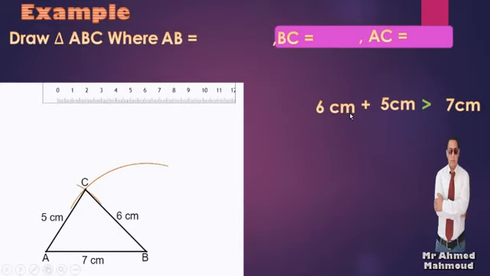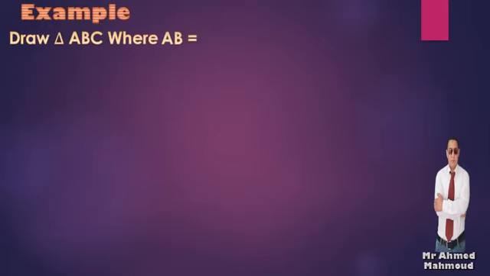Now, in this case, if we have the sum of the two smaller sides greater than the third, then we can draw the triangle, because the sum of the two smaller sides is greater than the third. Let's study another case. In this example, we have triangle ABC where AB equals 8 centimeters, BC equals 3 centimeters, and AC equals 2 centimeters.